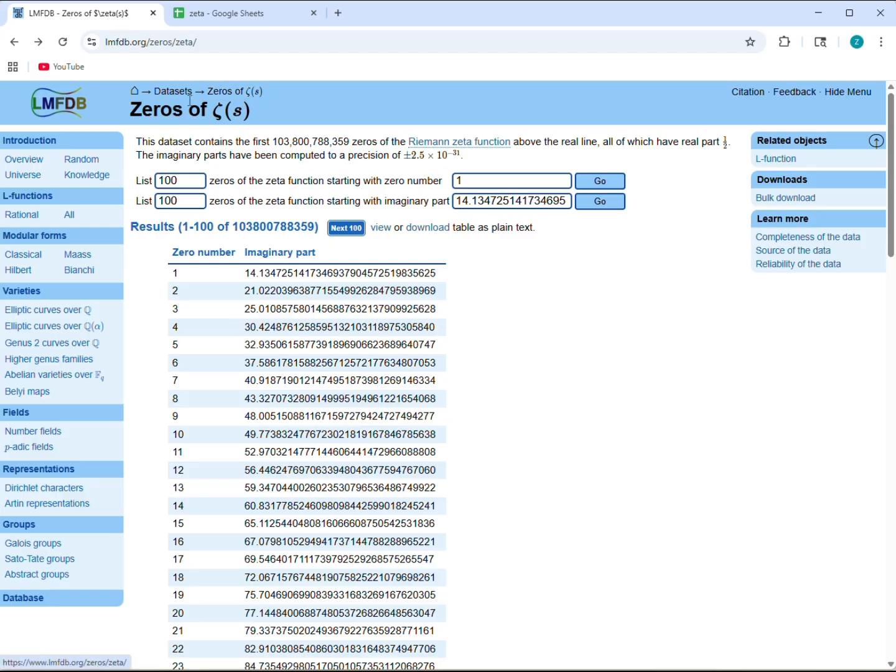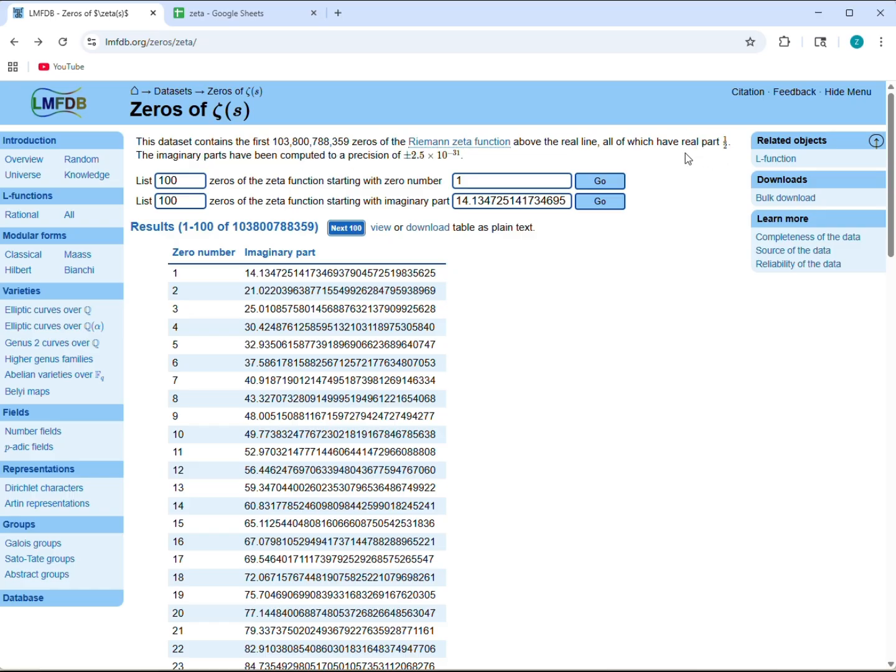So I pulled up the data set for the zeros of the zeta function. This tells you all the non-trivial zeros up to, what is this number, 100 billion. And right now it's set to only output the first 100 zeros. So you can see a list of the first 100 zeros of the zeta function, starting at 0 and going up. Remember, we're only looking at the non-trivial zeros. And this notes that they all have real part 1/2, at least the ones found so far.